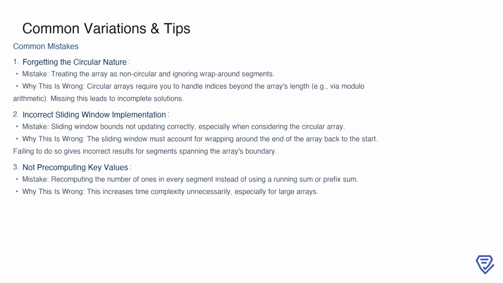Additionally, some people forget to optimize their solution by pre-computing key values, such as the number of 1's in the array. Recomputing this information repeatedly for each segment increases the time complexity unnecessarily, particularly when working with large inputs. Instead, using techniques like a running sum or a prefix sum can make your solution far more efficient.